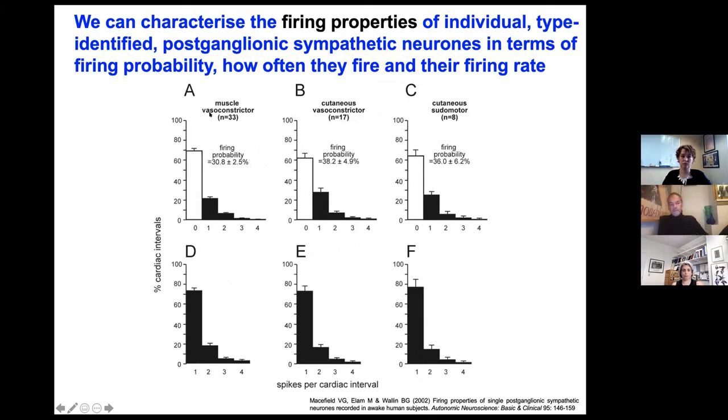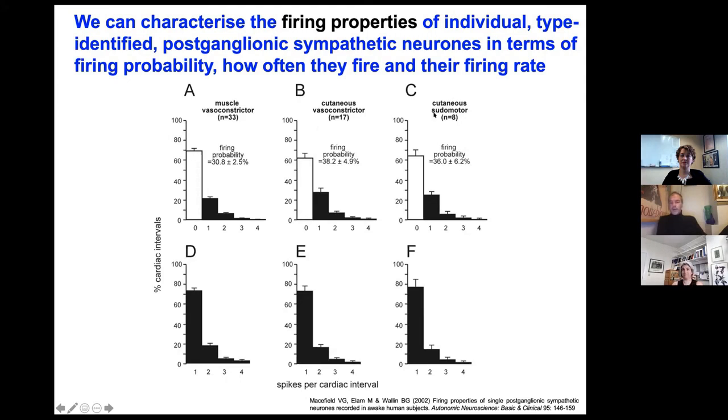And you can see that the muscle vasoconstrictor neurons are mostly silent. About 70% of the time at rest, they're silent. Firing probability, when they are firing, is about 31%. We see similar patterns with cutaneous vasoconstrictor neurons. These were recorded during exposure to cold, just before they were shivering. I returned to Sweden to get these recordings. We couldn't get subjects cold enough in Sydney, probably be easier in Melbourne.